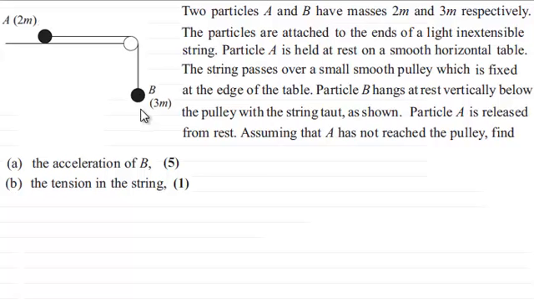Particle A is released from rest, and assuming that A has not reached the pulley, find in part A the acceleration of B and in part B the tension in the string. It's 5 marks for the first part, 1 mark for part B. If you'd like to have a go at this, and haven't paused the video, I'll give you a moment to do that. When you come back, I'll give you the numerical answers and then we'll run through the worked solution.